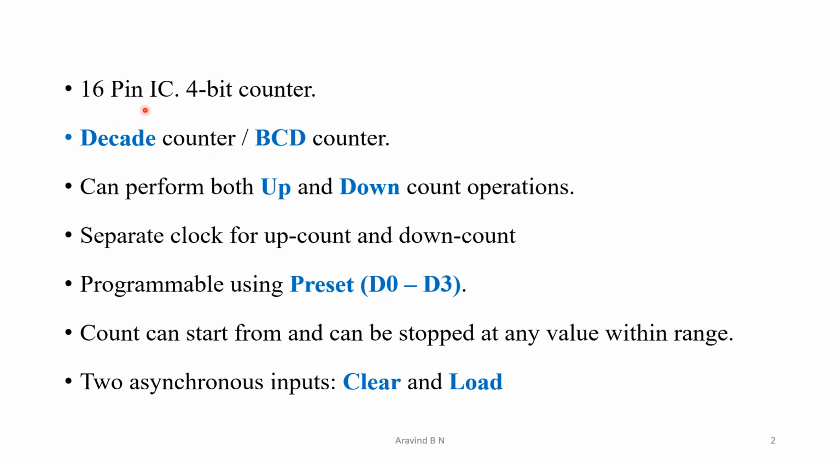It is a 16-pin IC and a 4-bit counter. 4-bit counter doesn't mean that it can count the whole range. It can count only from 0 to 9. Therefore, it is also known as the decade counter or the BCD counter. It can perform both up counting as well as down counting operations. To perform these two separate operations, there are two separate clocks, using which we perform up counting as well as down counting.